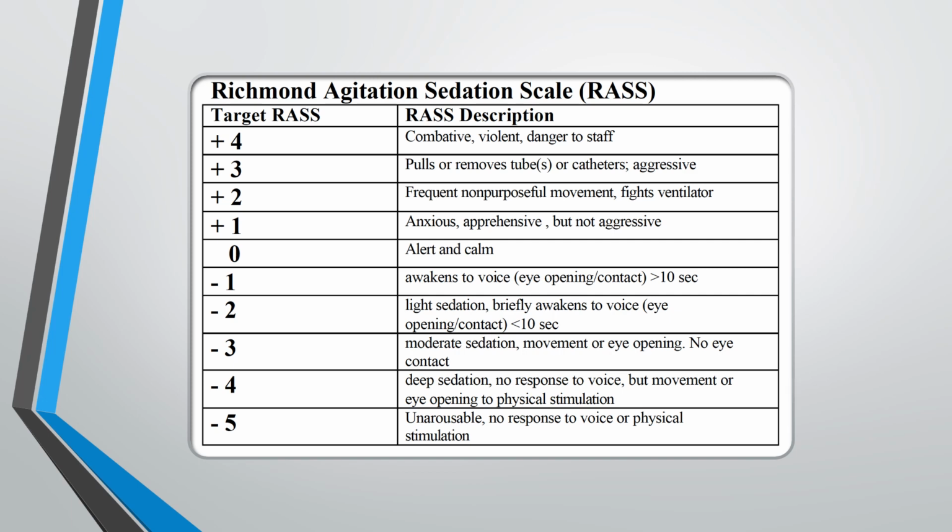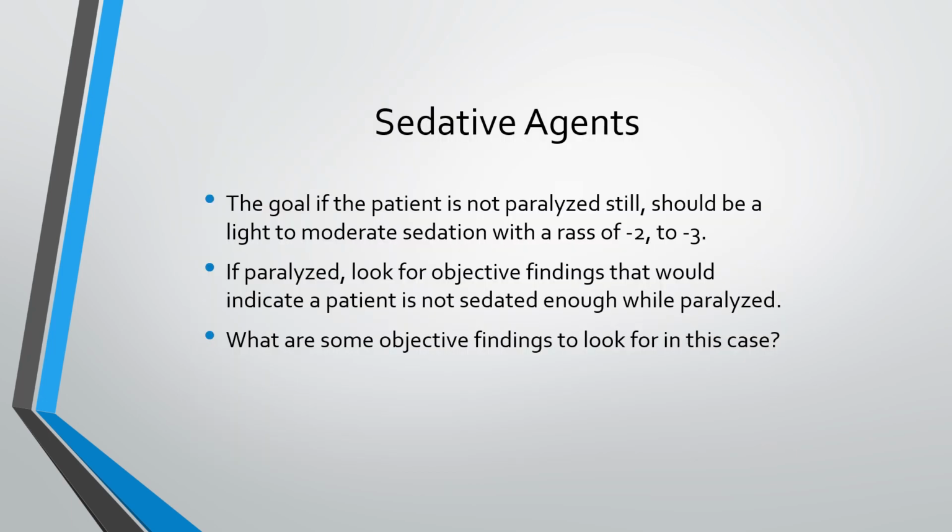But we can start thinking about a slightly lighter sedation phase versus the deep sedation we use for induction. Sedative agents, if the patient is not paralyzed, should give light to moderate sedation with a RASS score of -2, -3, with a maximum of -4. If paralyzed, look for objective findings that indicate the patient is not sedated enough. Increased heart rate, increased blood pressure, eye movement sometimes. You won't see an increased respiratory rate because they can't move their muscles. So look at sweating, things that are innervated by our nervous system while our skeletal muscles won't respond. Sweating is activated via our sympathetic system only.